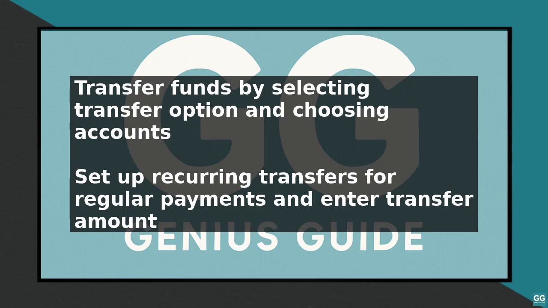To send money, select the Send Money option and choose the recipient's email address or mobile phone number. Enter the amount you want to send and add a memo if needed. The recipient will receive an email or text with instructions on how to claim the money.